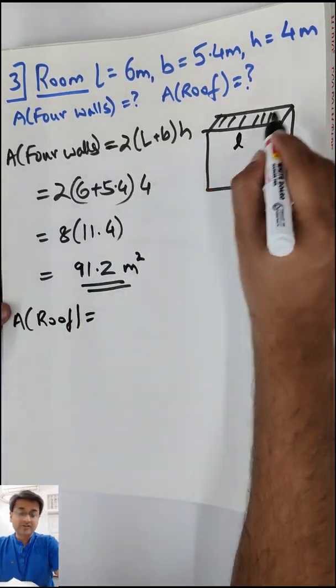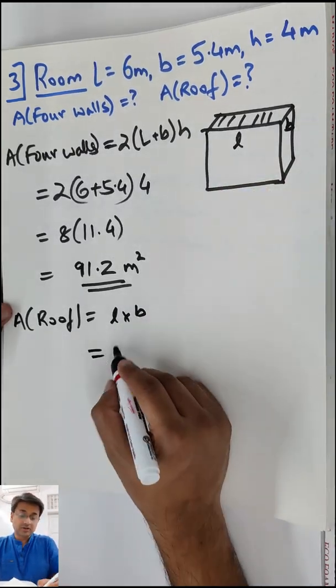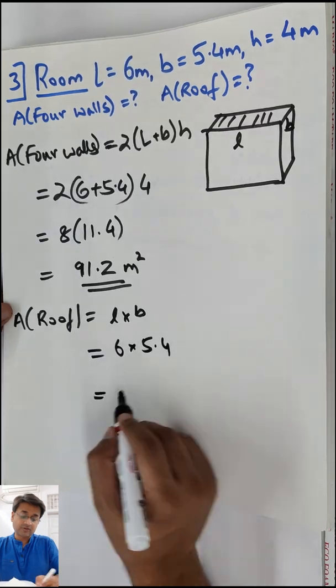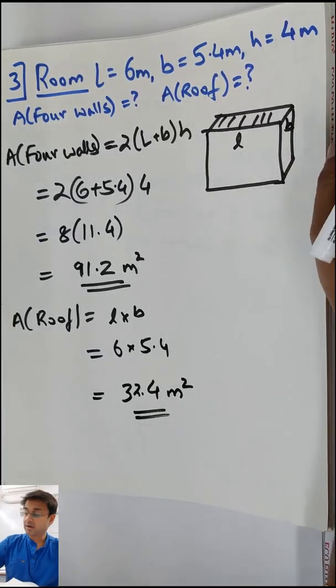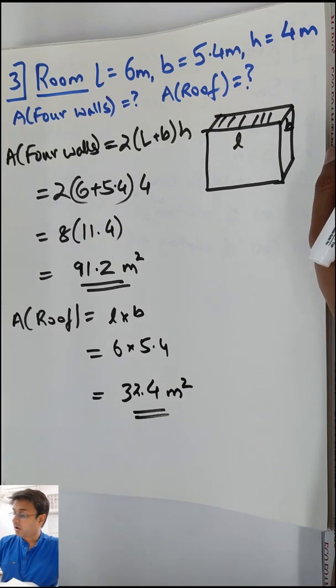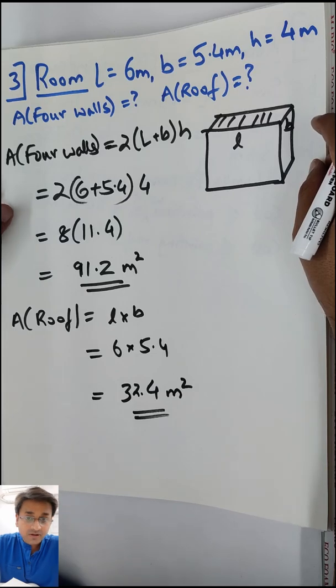Likewise, area of the roof. So roof basically is going to be length into breadth. So that's the upper part. So length is 6, breadth is 5.4. So 32.4 meter square. So we managed to get our area of vertical walls as well as the area of the roof. I hope you're getting all these sums correct.